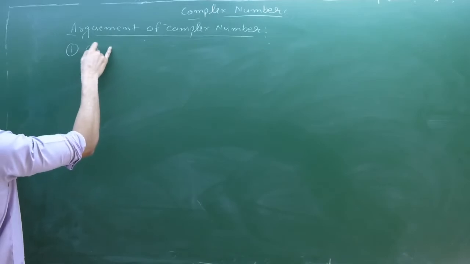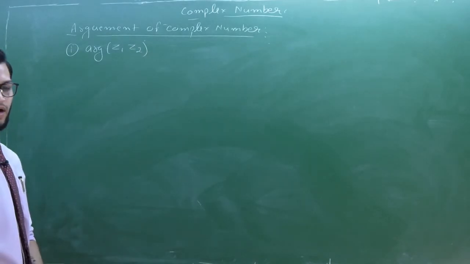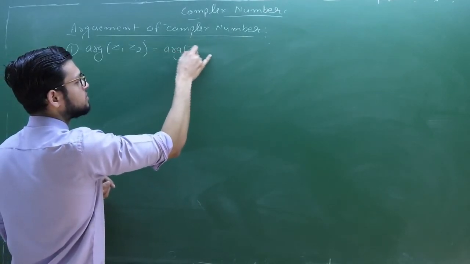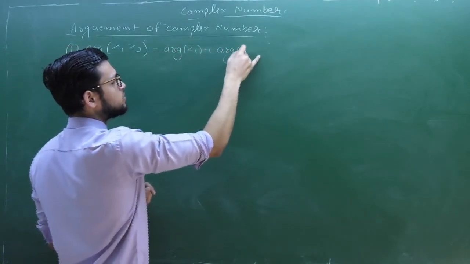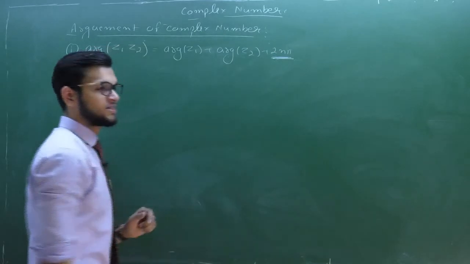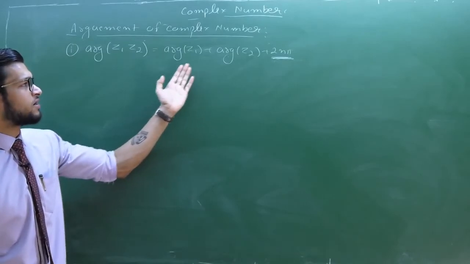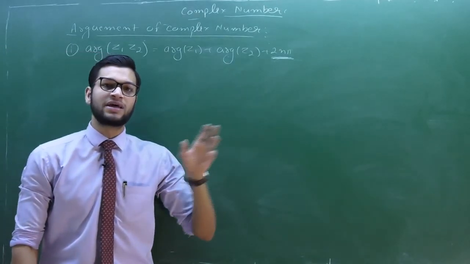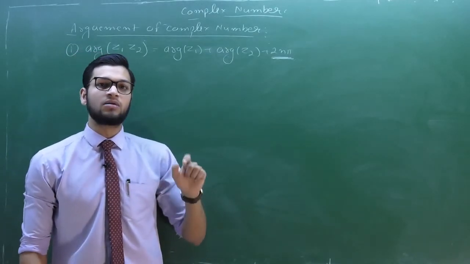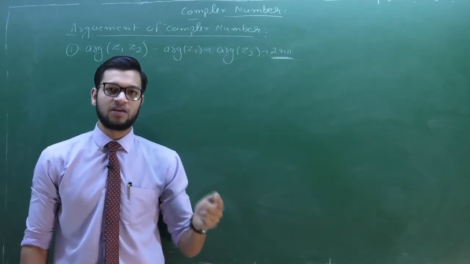if we have the argument of z1 multiplied by z2, that will definitely be equal to the argument of z1 plus the argument of z2 plus 2 pi. Suppose we add the argument of z1 plus the argument of z2 and get a value of 5 pi by 2, which is greater than pi. So now we just need to subtract an even multiple of pi from 5 pi by 2.